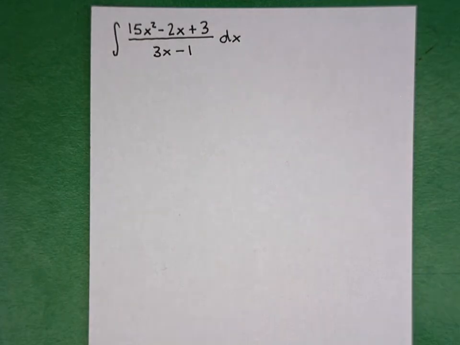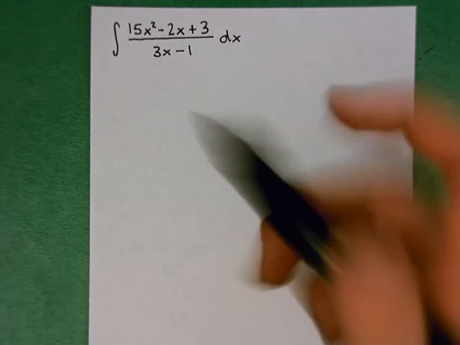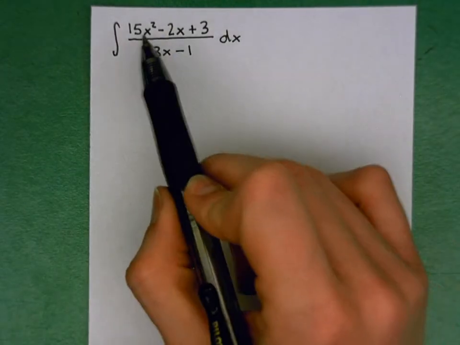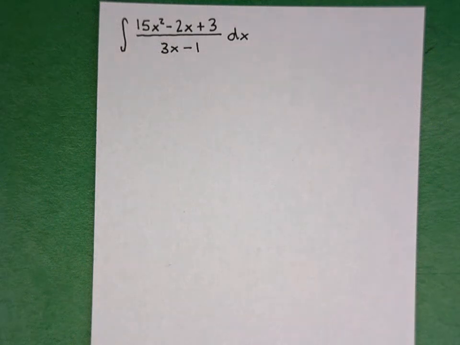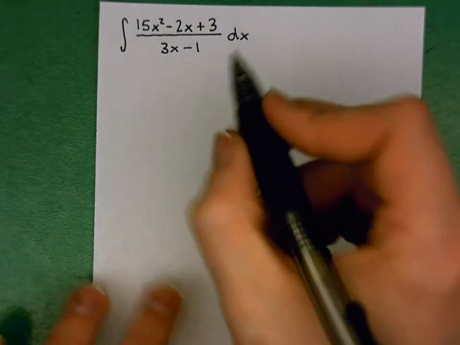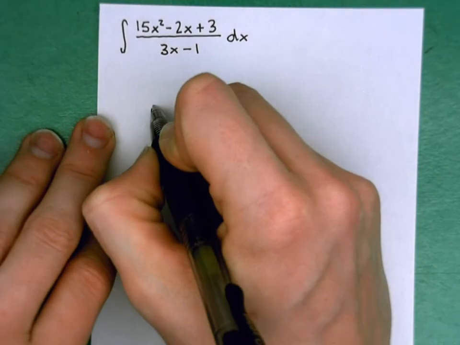And so then you might try your u du's, and no matter which u you make it, u equals 15x squared minus 2x plus 3, you aren't going to be able to make your du. If you make your u 3x minus 1, again, you won't be able to make your du. And so then that leaves us with our final technique, which we learned today, which is our long division. Okay. That way we can rewrite our integrand.